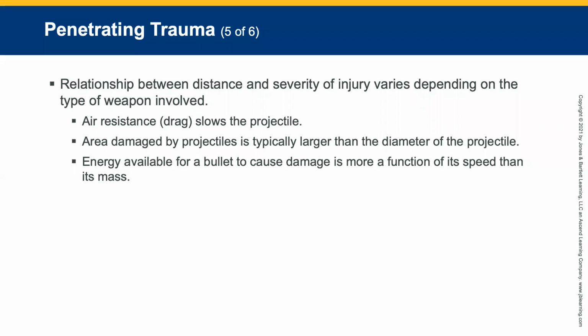The energy available for a bullet to cause damage is more a function of its speed than its mass. The important factor in the seriousness of a gunshot wound is the type of tissue through which the projectile passes.